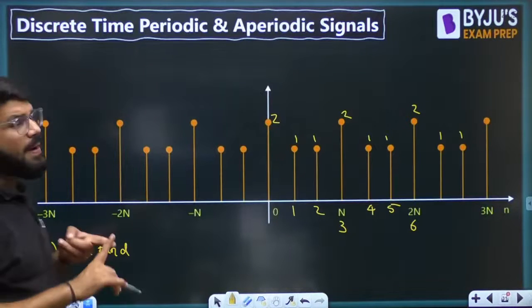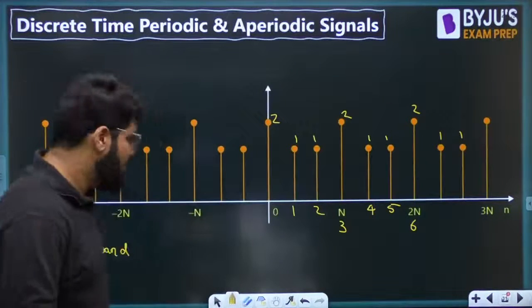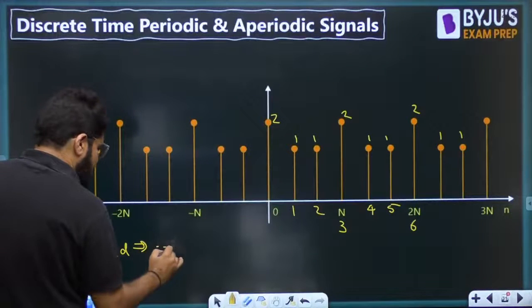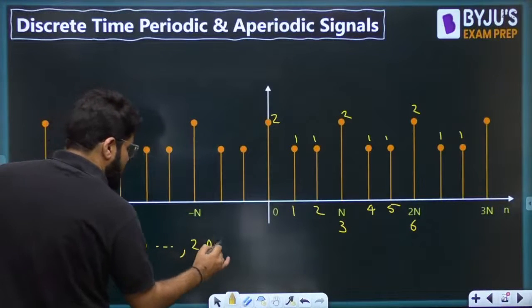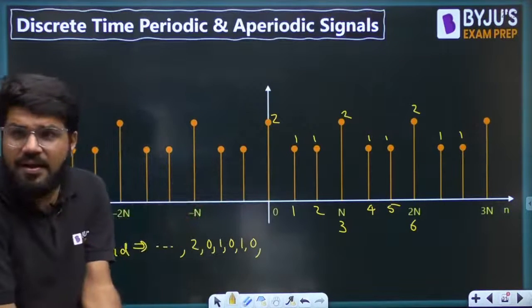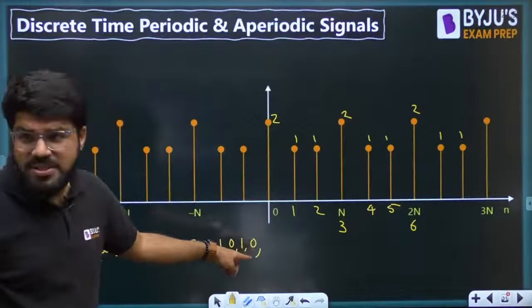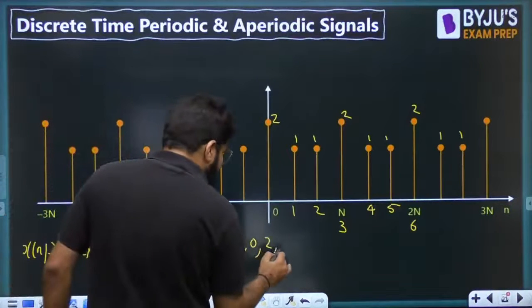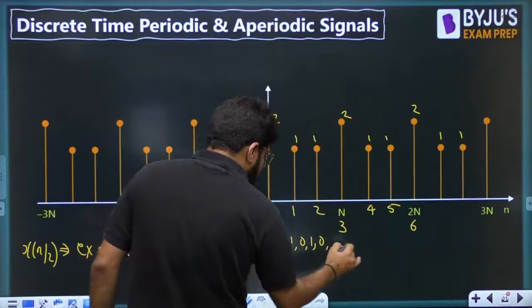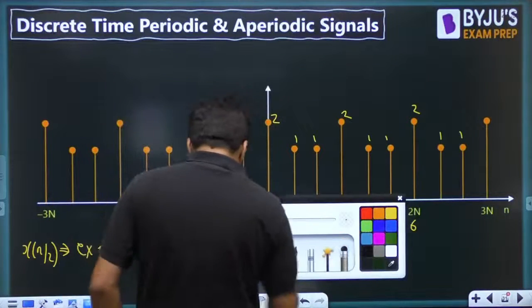If I expand this, expand mein maine kya bola? Zero padding will come. Okay, the signal will look like, starting from origin only, the signal will be 2, 0, 1, 0, 1, 0. But eventually 2 aayega na. 2, 0, 1, 0, 1, 0. Zero padding is done. Then there is 2, 0, 1, 0, 1, 0, and so on. Right. So there is this repetition.